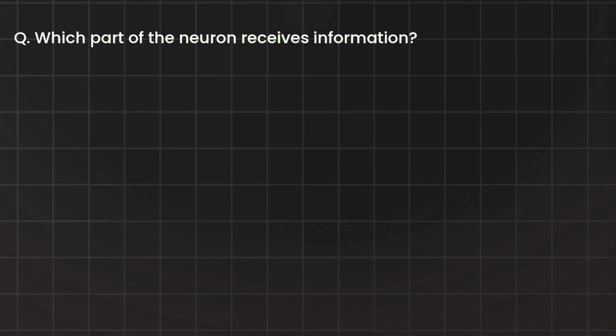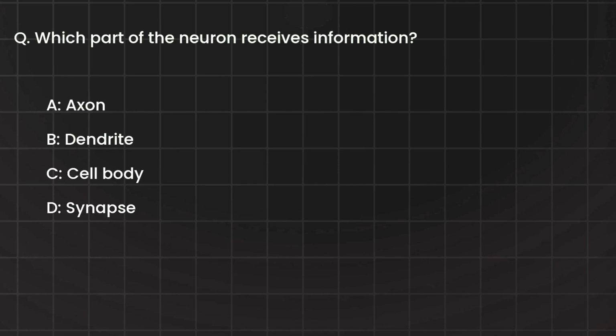Question: which part of the neuron receives information? Option A, axon. Option B, dendrite. Option C, cell body. Option D, synapse. You have 5 seconds to answer the question.